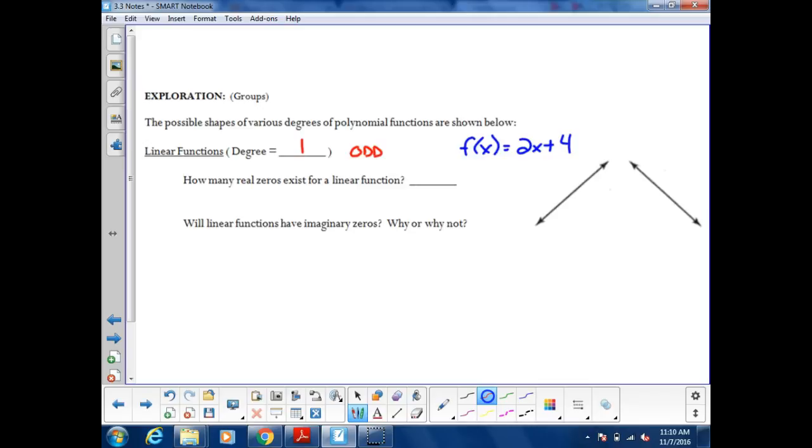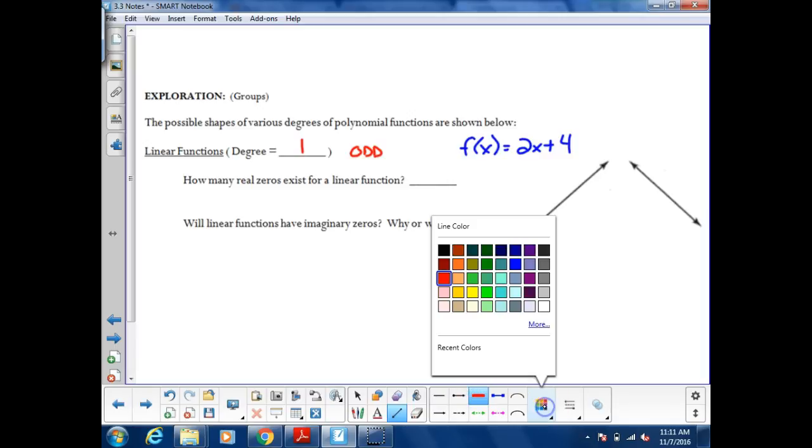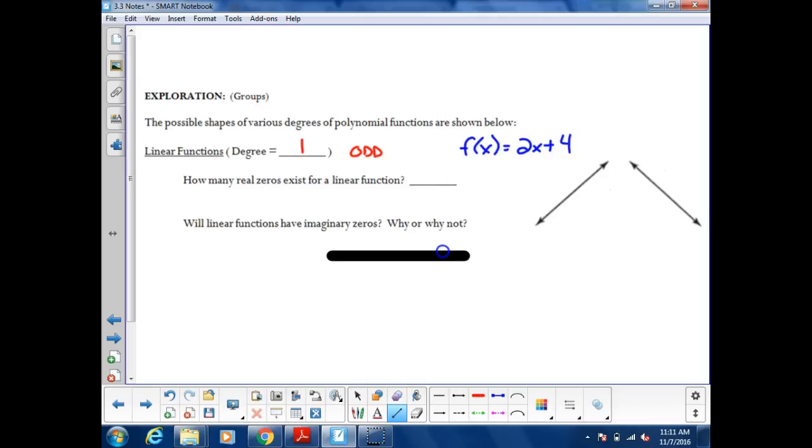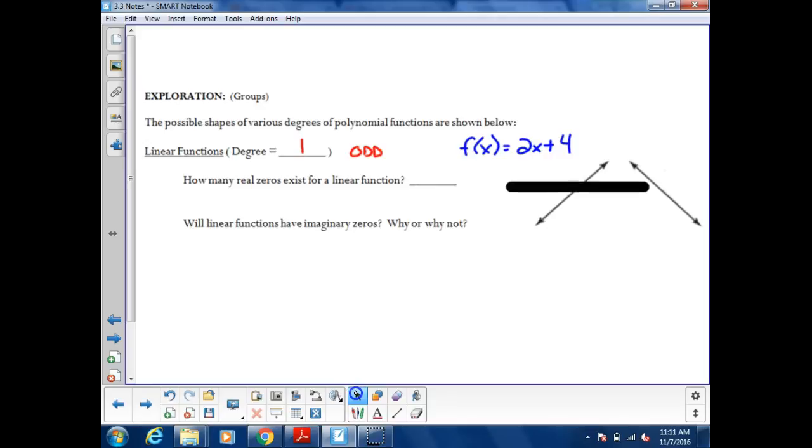I can't have a vertical because that's not a function, and I can't have a horizontal because that's a constant function. Okay? So those are my only choices for a linear function. Okay? So, if I took, now I gotta set this up here, if I took a line, and I called it, now you're going to use your pencil for this, okay? So if I took this line and I slid it up and down along that graph, either one of them, okay, this line here is going to represent the x-axis.